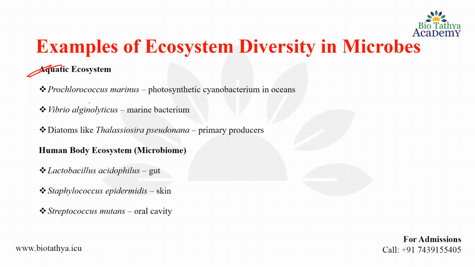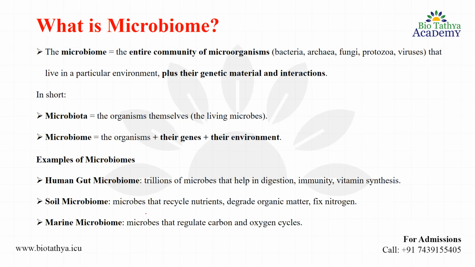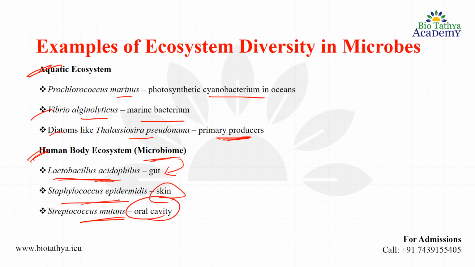Then if we talk about the aquatic ecosystem, there is Prochlorococcus marinus, which is a photosynthetic cyanobacterium. Then Vibrio alginolyticus, which is a marine bacterium. Then diatoms like Thalassiosira, which are the primary producers. And if we talk about the human body ecosystem, like the gut microbiome, the most important bacteria residing are Lactobacillus acidophilus, then Staphylococcus epidermidis, which causes dermatitis in skin, then Streptococcus mutans, which causes oral cavity infection.